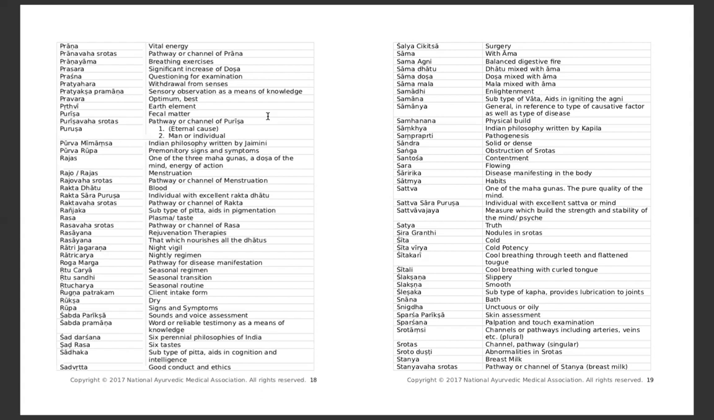Sira Granthi. Sira is a tubular vessel. Anything that is like a tubular pathway, a vessel, is Sira. Granthi is knots. From Granthi comes the Marathi and Hindi word Gat. Sira Granthi, which means knots, nodules.